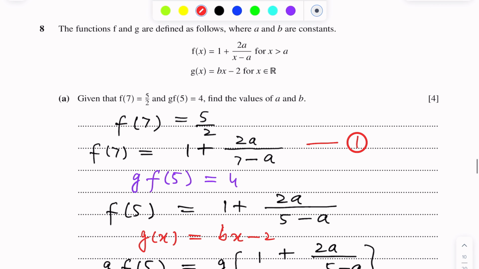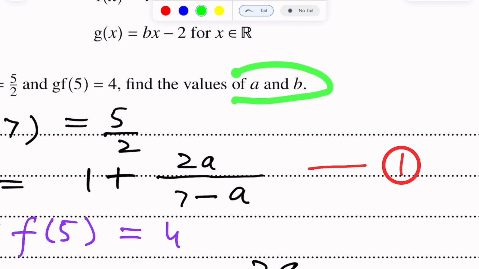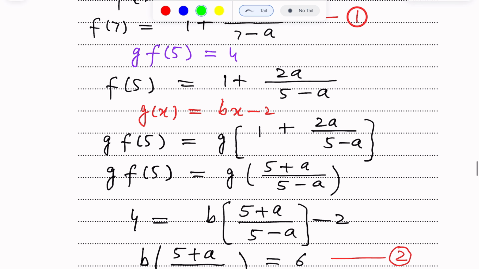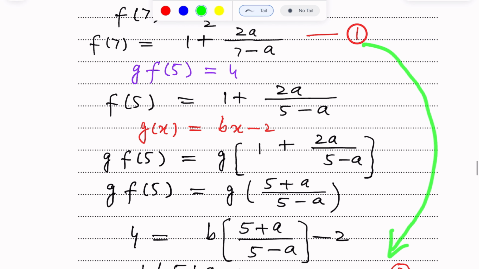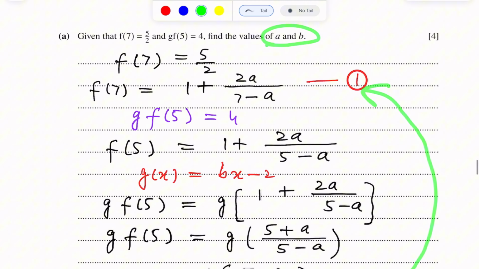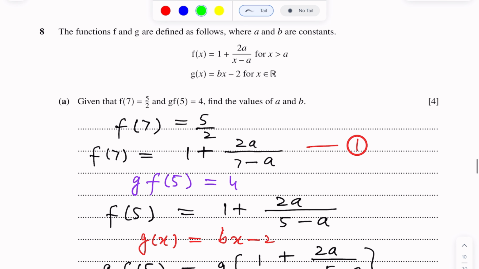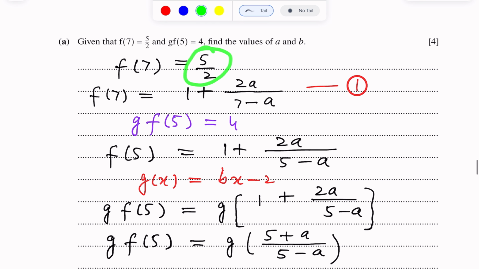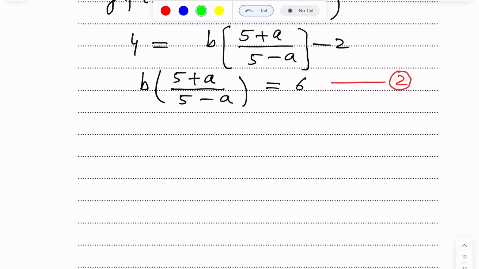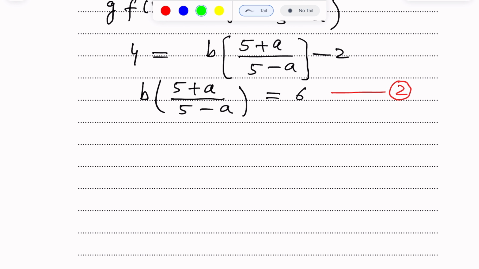Now actually we have to find the values of a and b. So we have these two equations 1 and 2 in a and b. f(7) is equal to 5 over 2. So we are solving these two equations simultaneously, equation 1 and 2. Equation number 1.